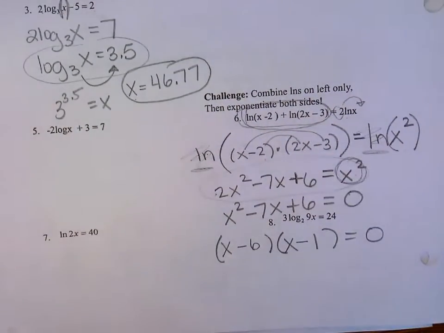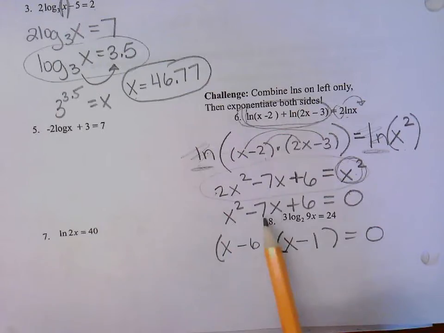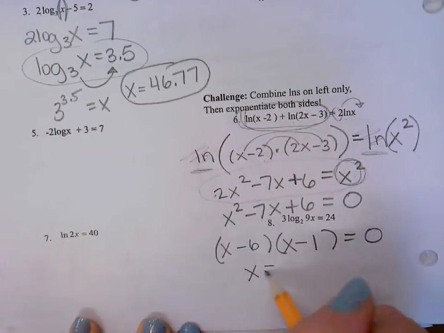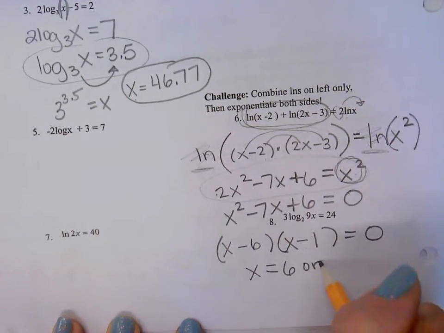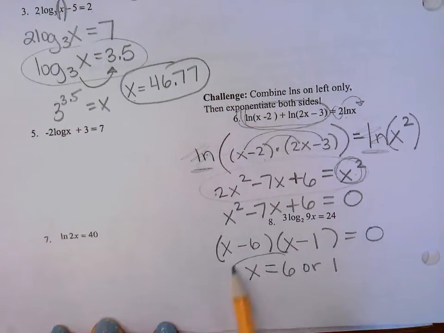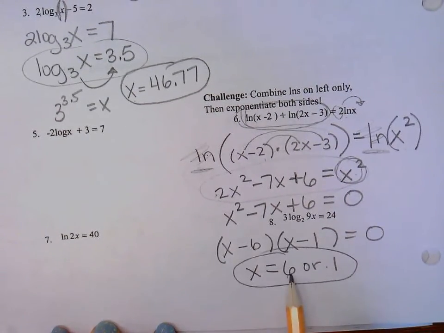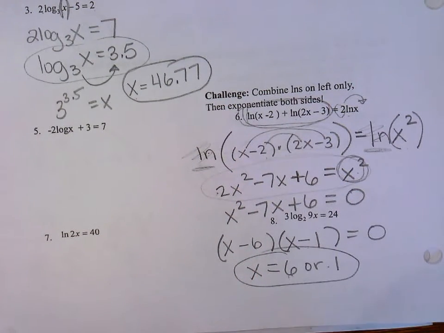Are you with me? Because doing the diamond method, you're looking for the factors of positive 6 that add up to negative 7. All right, these are the factors. So what are the two solutions to the quadratic? Positive 6 or positive 1. So the only thing is we solved a quadratic and got two solutions, but in a log equation, one of those might be extraneous, which means you got it algebraically, but it doesn't work.